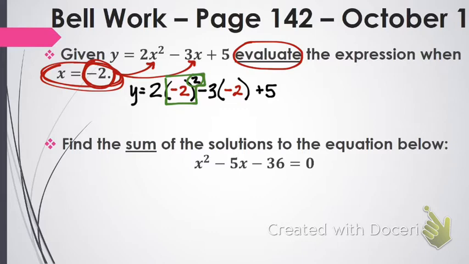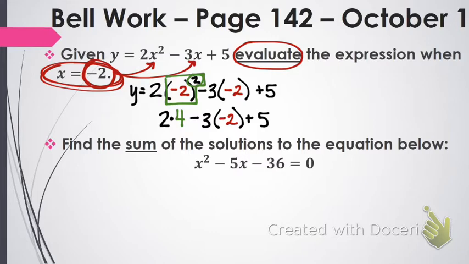So -2 times another -2, +4. So this is +4 times that 2 in the front, -3, and then we have our -2 here still, and then +5. So far, so good? All right, so we've done our parentheses because we didn't have any. We did our exponents. That's how we got the +4.